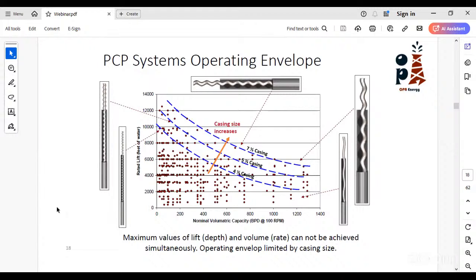And this graph can show you how to choose or decide your best PCP. This curve is the same as for centrifugal pumps. In this curve, you can see that the total dynamic head or the net lift the PCP can deliver is inversely proportional to the volumetric capacity of the pump. And of course, it is constrained by the size of the casing itself. The size of the casing decides what size of stator you can use, because if you are running a smaller casing, you cannot run a big pump inside.